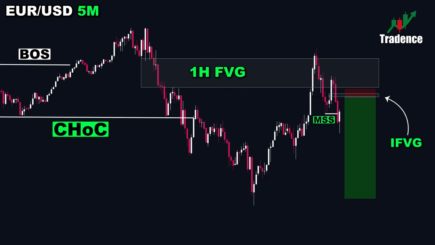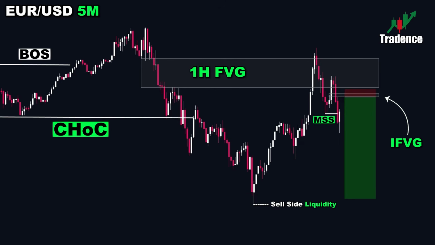With all these confirmations in place, I'm taking the aggressive entry approach, setting a sell limit order right at the lowest point of that 5-minute IFVG, and targeting the sell side liquidity below the previous swing low as my take profit level.